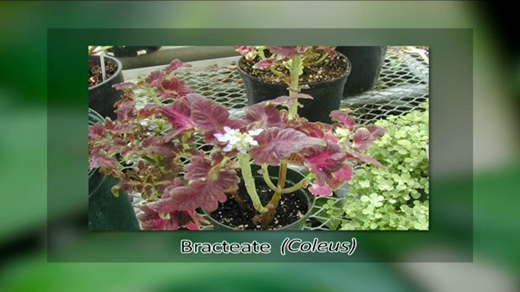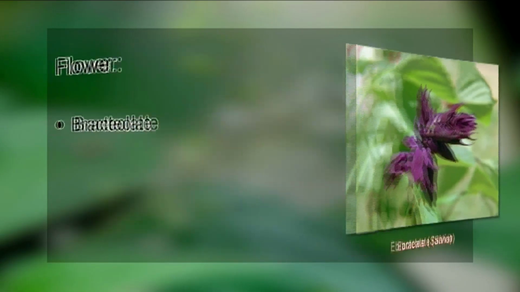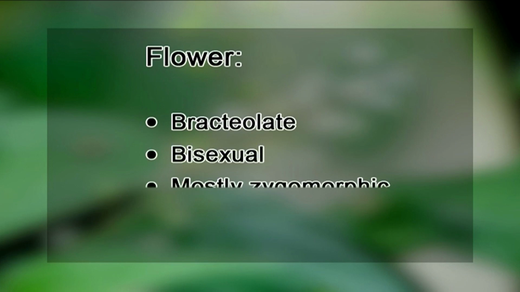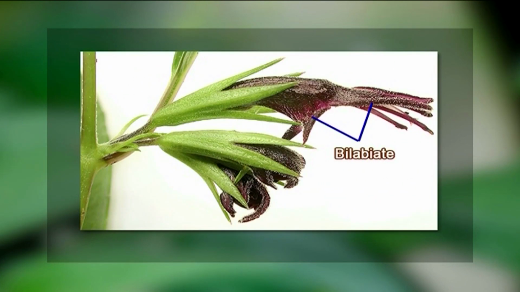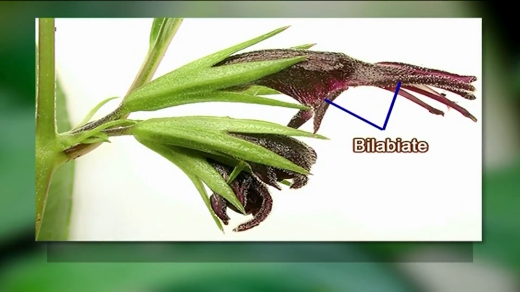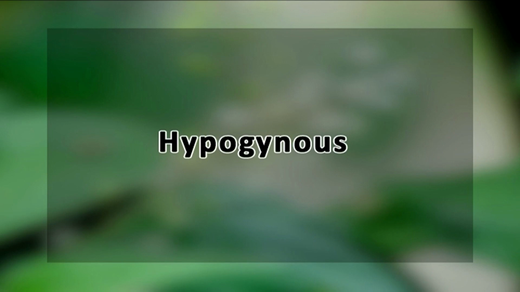Now the flower. The flower is either bracteate, the most common occurrence. The example is here the coleus, or it can even be ebracteate. The example here is the common salvia. The flowers are also bracteolate. They are bisexual and mostly zygomorphic. As I mentioned, the flowers are bilabiate. That's why, bilabiate means two-lipped. That's why it is zygomorphic. And the flower is also hypogynous.